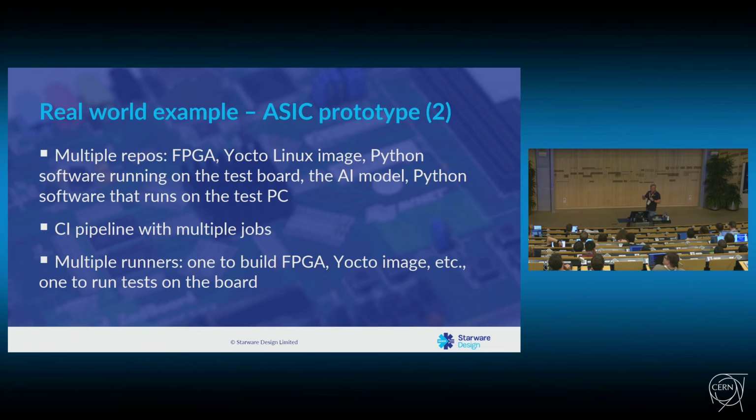And in this case, I had multiple runners because there was one runner to build the FPGA. And then there was another runner which would run on the PC that you've seen. And we'll play the keywords, and we get back the results.